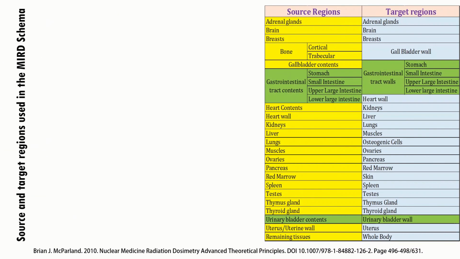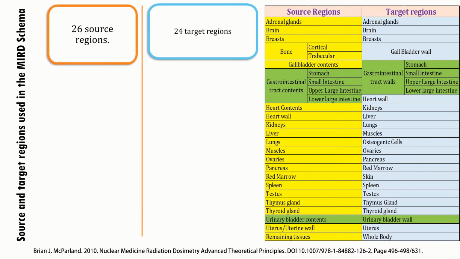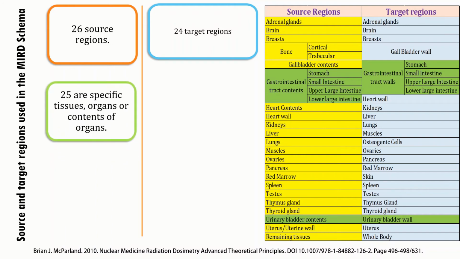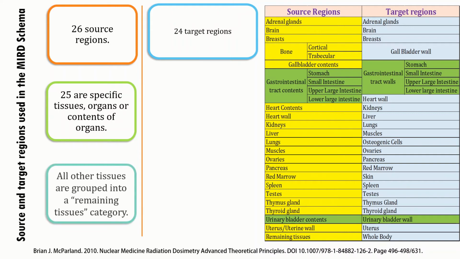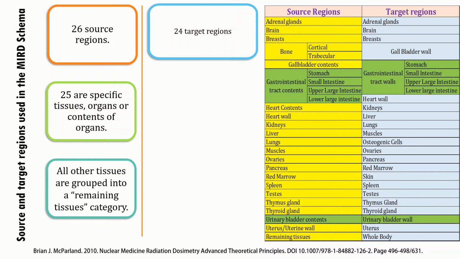In this slide we are going to see what are the source regions and what are the target regions. There are 26 source regions defined and there are 24 target regions in MIRD schema. 25 of these source regions are specific tissues or organs, or the contents of organs, and all other tissues are grouped into a remaining tissue category.